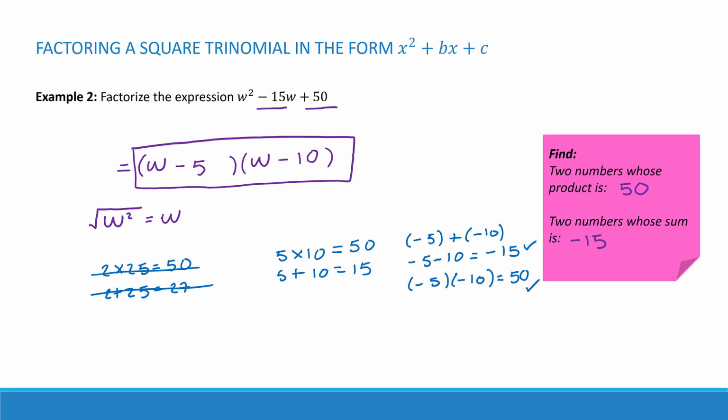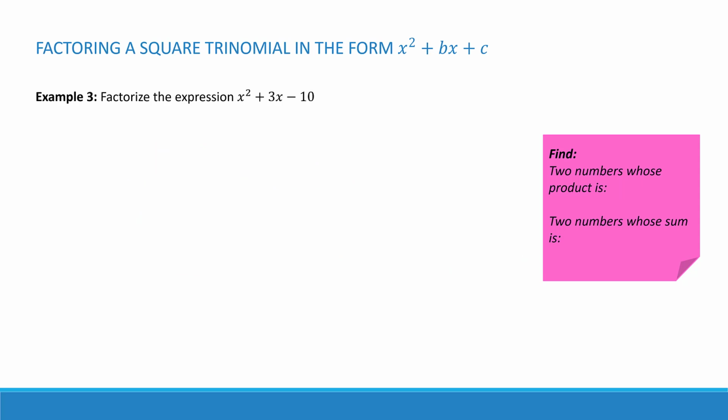The signs of the numbers in our parentheses aren't always going to be the same. They can also be different. Let's see a third example. In this third example, we are factorizing the expression x squared plus 3x minus 10. So again, we write the equal sign and open our two parentheses. We know that the first term is going to be the square root of the first term in the trinomial. So the square root of x squared is x. So x will be the first number in both of our parentheses.